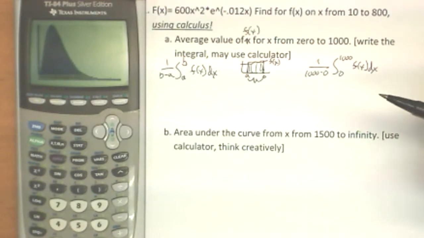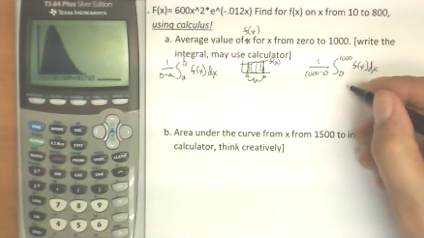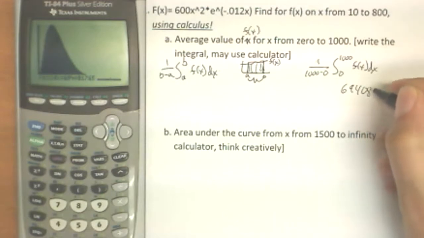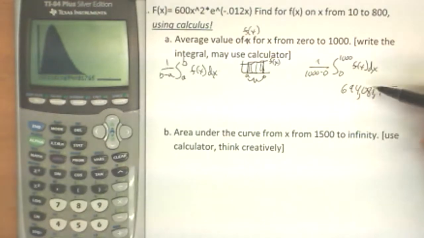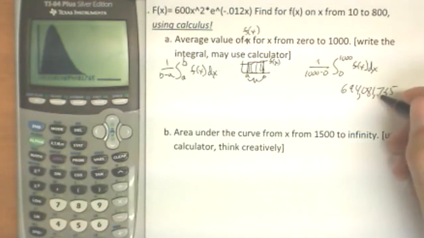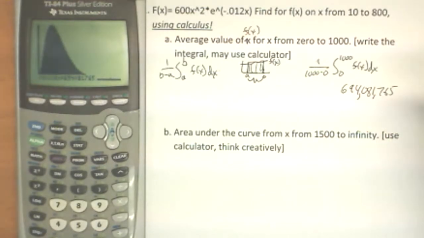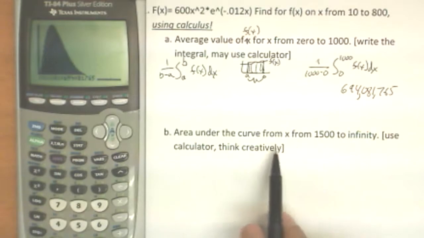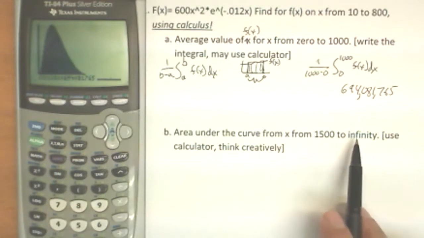It shades it in, which is handy to visualize what you're finding, and it's telling me the answer for the integral is 694,081,765. A pretty tremendous value, 694 million. Divide that by 1,000, that would move the decimal right here, and we'll have an answer of 694,081.765. Now we're asked to find the area under the curve from 1,500 to infinity.